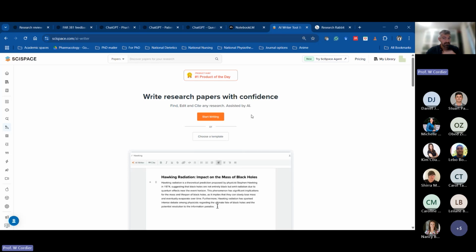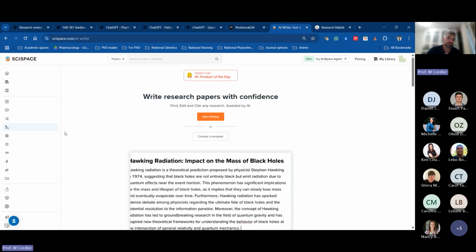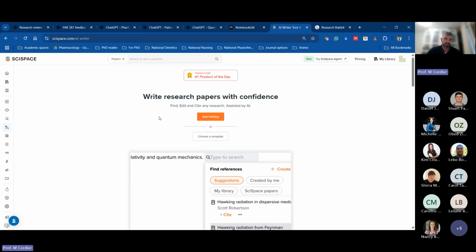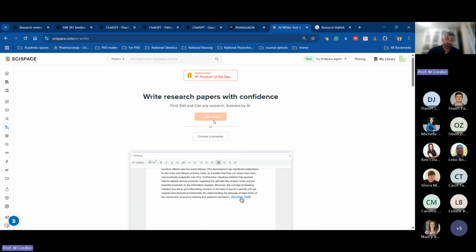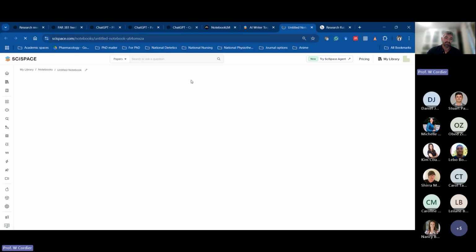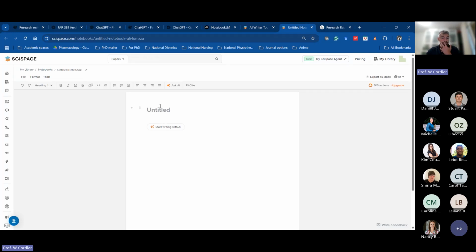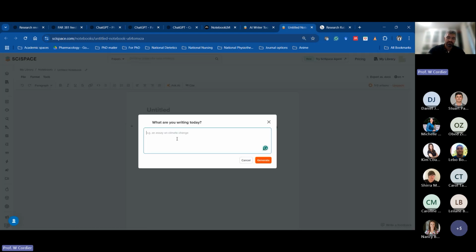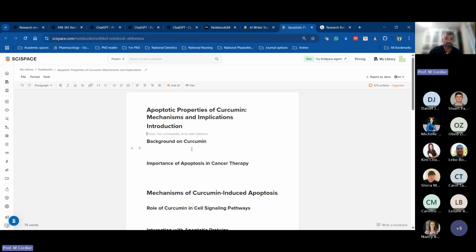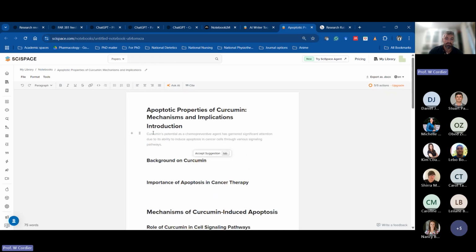So for example, with SciSpace, SciSpace is a wonderful system to compile literature. You can ask it to write things for you. So for example, you can ask SciSpace in its free version as well as its paid version. Obviously, the paid version just gets you a lot more. You can say that I want to write a literature review on the apoptotic properties of human. This is what my literature review is going to be on. And it then generates a framework for you on that. So for example, there's an introduction, a background, importance, and so forth.